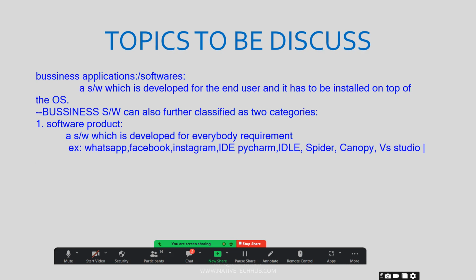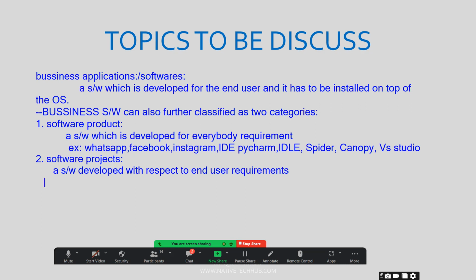Now comes software project. A software developed with respect to end user requirements. What does it mean? Let's suppose some person, Harish, wanted to maintain an e-commerce application. It can be an app, it can be an application. Flipkart, Amazon, all these applications are different, isn't it? And Harish wanted to develop his own e-commerce application, which has more facilities, more powerful, with scalability, usability, easiness. All this will be very nice.